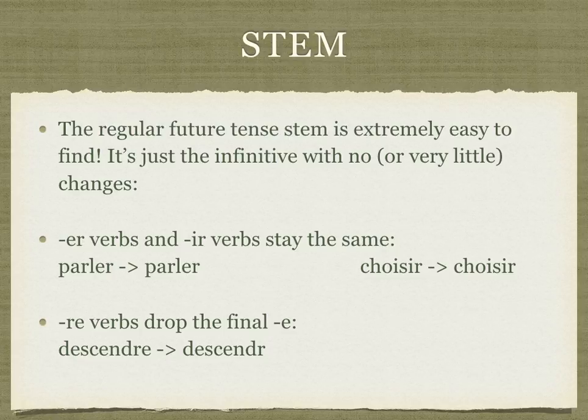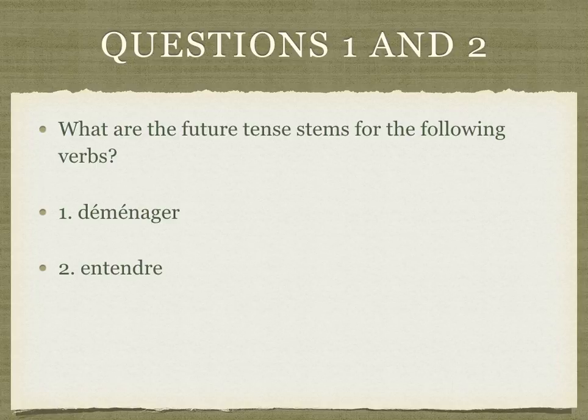This is because all of our future tense stems are going to end in the letter R. ER and IR already do. In order to make RE end in an R, all we have to do is get rid of the E. So what would be the future tense stems for déménager, to move, and for entendre, to hear?